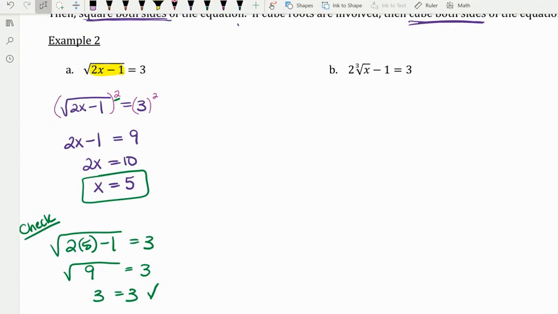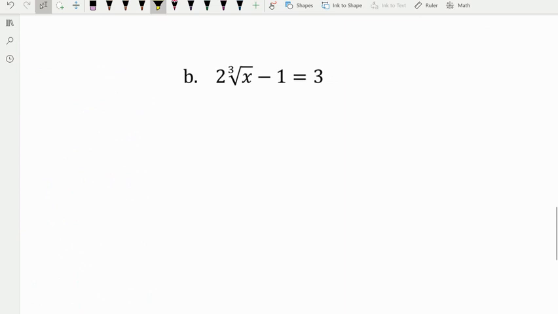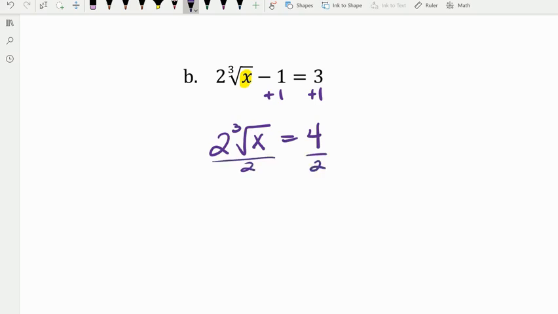This time though, notice that with our radical, only the x is inside the cube root. So I need to get rid of everything else on this side of the equation. So I'm going to add 1 over here to get rid of that. We get 2 times the cube root of x equals 4. This 2 is also not inside the radical, so I'm going to divide both sides by 2. And now we have the cube root of x equals 2. Now I've got my radical by itself.